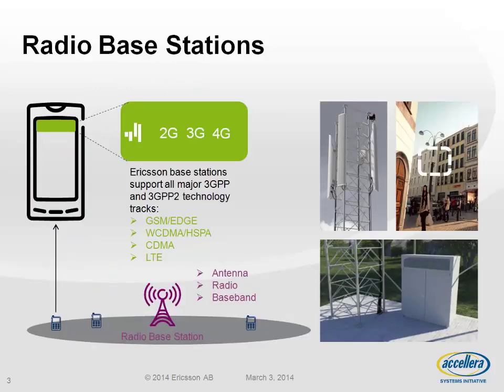Ericsson radio base stations have support for previous and current generations of mobile systems, the 2G, 3G, 4G, and also the different standards, such as GSM, wideband CDMA, CDMA and LTE. So a radio base station consists of an antenna, a radio part, which is filters and analog stuff, and the baseband, that is the signal processing part.